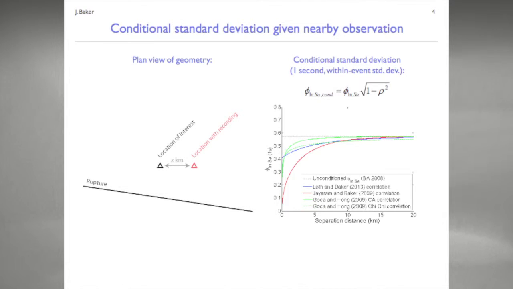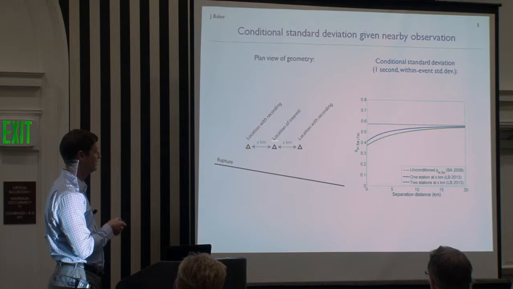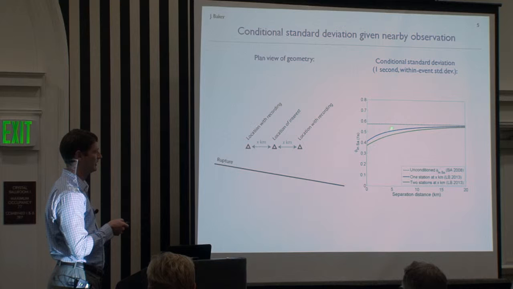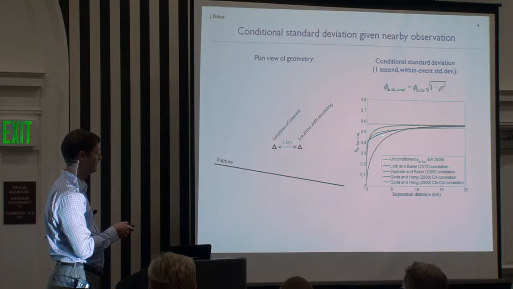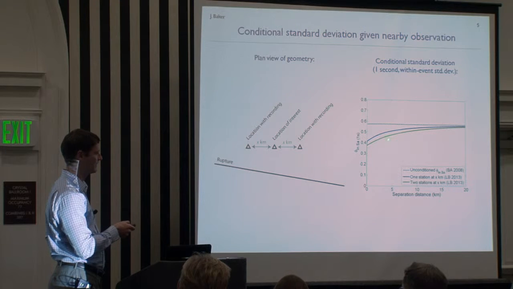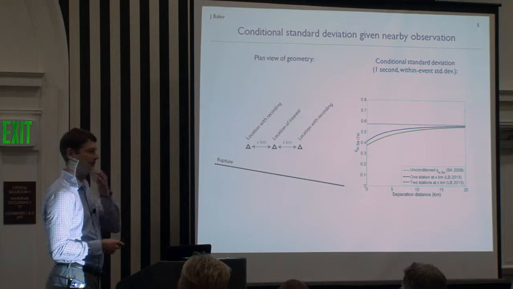Then another plot, if you had 2 stations on opposite sides, both with the same separation distance. Here I took off the alternate model, so the blue is the same blue line as the previous slide, with 1 station at a given separation distance. And then a second station at the same separation distance, on the opposite side, would give you some further reduction according to this model.